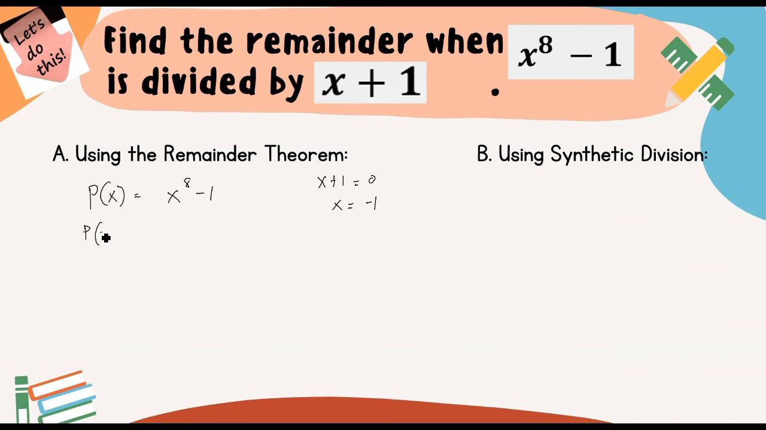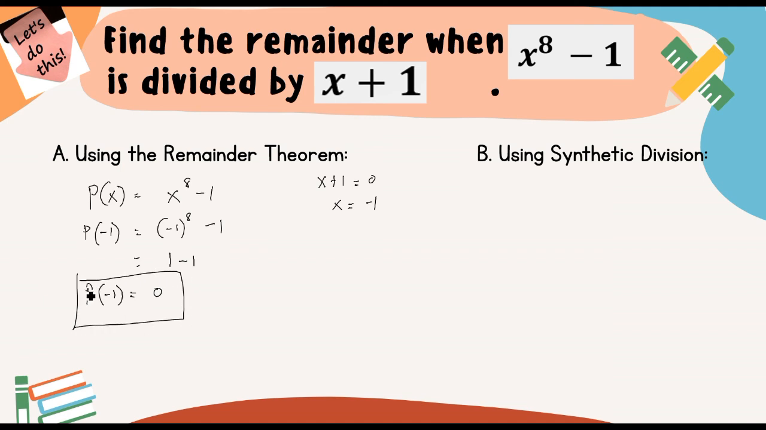Ayan. So, papalitan po natin yung x natin ng negative 1 is equal to negative 1 quantity raised to 8 minus 1. So, since 1 times 1 times 1 times 1 times 1, yung walong 1 po pag minultiply natin, and that is equal to 1. And, tandaan po natin, kapag ang exponent natin ay odd numbers, ang magiging sign po natin ay negative kapag ang given ay negative or ang base natin ay negative. Pero kapag even naman po, automatic, kapag even numbers ang exponent, it will become positive. So, negative 1 raised to 8 is positive 1 minus 1. So, therefore, p of negative 1 is equal to 0. So, ang remainder natin ay 0.